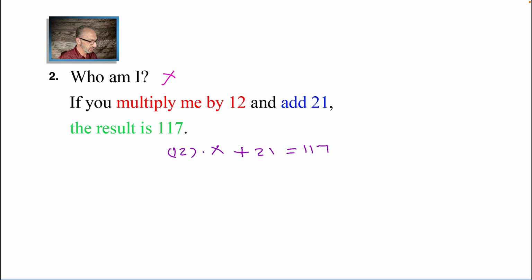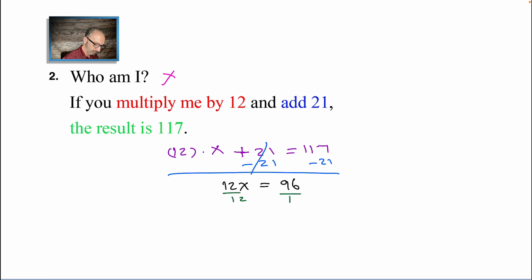117. To solve this problem, it's just simple math. We're gonna subtract 21 from both sides, and now I get 12x equals 96. Then I could divide both sides by 12 to leave x alone, and now x equals 96 divided by 12, which is 8.